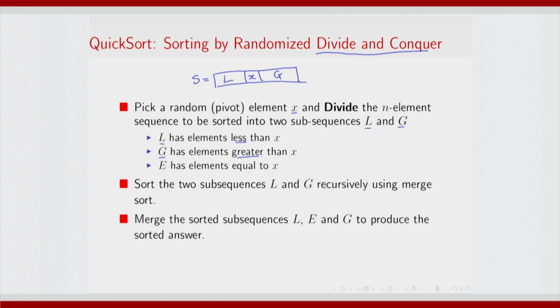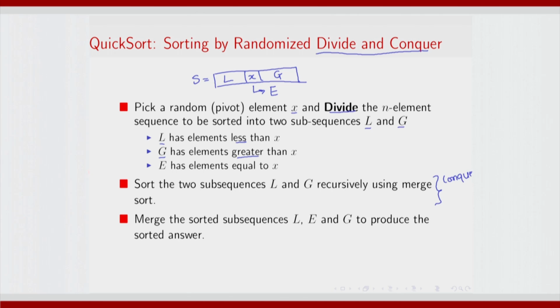Now optionally, if there are multiple elements equal to x, you might identify a band here which comprises more than one element and you call it E. For the rest of this discussion we will assume that E has a single element, because whatever we discuss for a single element also holds for multiple elements. This comprises the divide part. What follows is conquer.